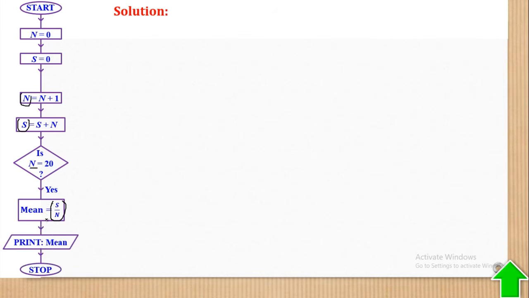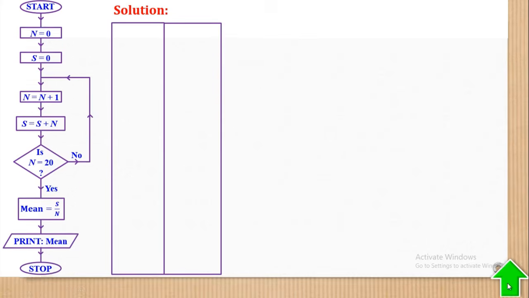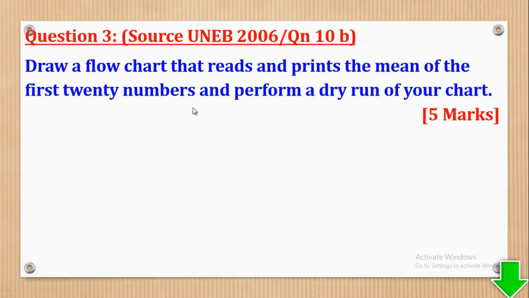But the question is, what if N is not equal to 20? You have to put a loop and increment the value of N. So we're going to put a loop there like that for the option of N not equal to 20. So basically that was the flowchart, but they also wanted you to perform a dry run.